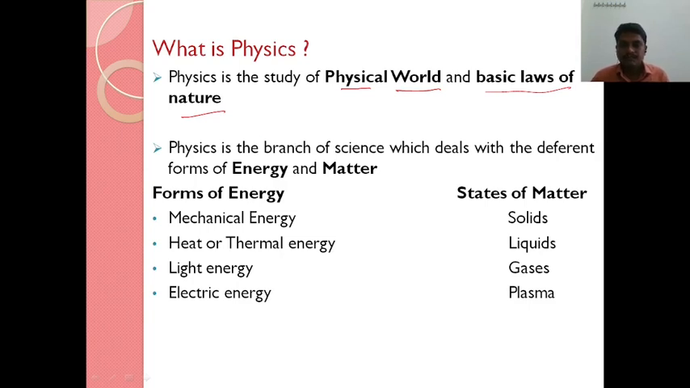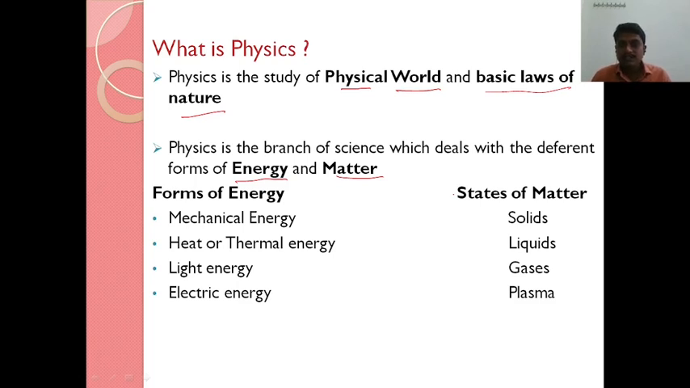Next, we can also define physics in another way. Physics is the branch of science which deals with the different forms of energy and matter. This is what we are going to learn in physics. So what is energy? The capacity to do work is nothing but energy. Energy is expressed in terms of work only. Even though you have some energy, if you are not expressing it or doing any work, we can't say whether you have energy or not. So the capacity of doing work is nothing but energy.